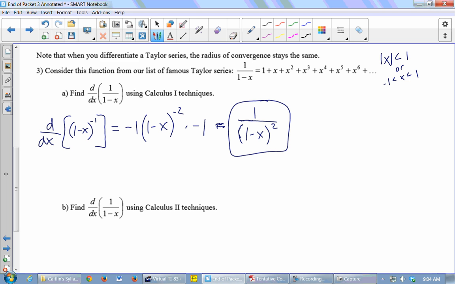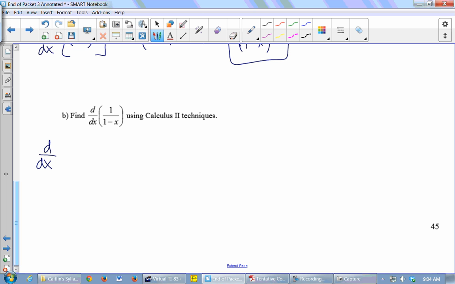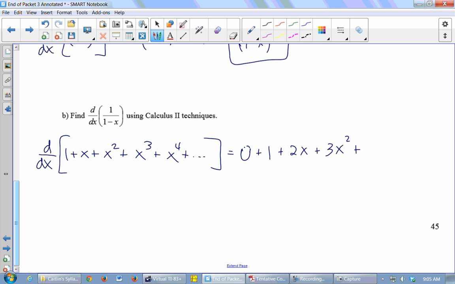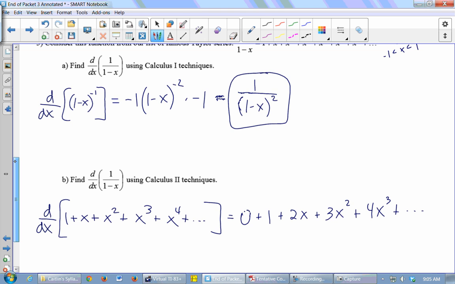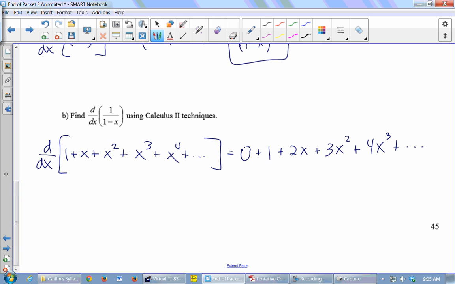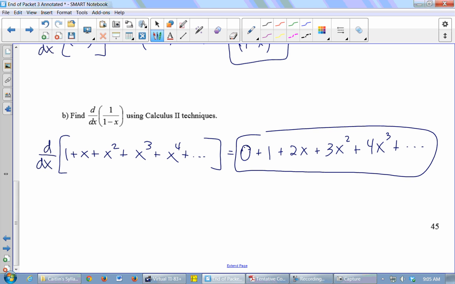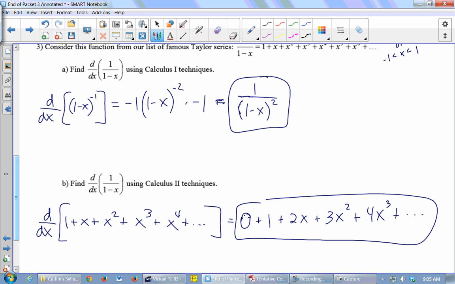So now if I wanted to find it using Calc 2 techniques, I would take the derivative of the series. So that's 1 plus x plus x squared plus x cubed plus x to the 4th. So the derivative of 1 is 0. And then the derivative of x is 1. The derivative of x squared is 2x. There's my series. Okay, so those two answers don't immediately look the same, right? So we got to do a little bit more work to show that this is the series for this.